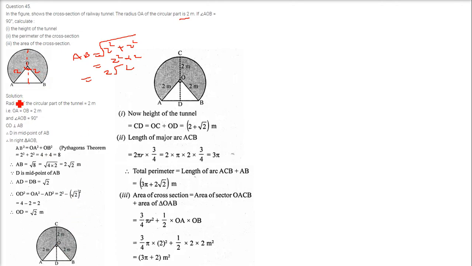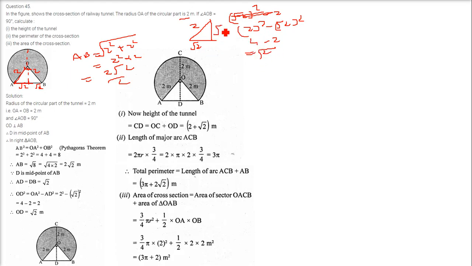Now when we drop a perpendicular here, if this AB is 2 root 2, what will this be? Root 2, and this will be root 2. Half of this. Now in this triangle which we are getting, this is 2, and this is root 2. So what will this side be? Again Pythagoras theorem, 2 whole square minus root 2 whole square. So 4 minus 2, that is going to be 2. And when we find out the root, it will be root 2. So this one is root 2. This one is root 2. So this is 2 because it is a radius, and this we just found out to be root 2.